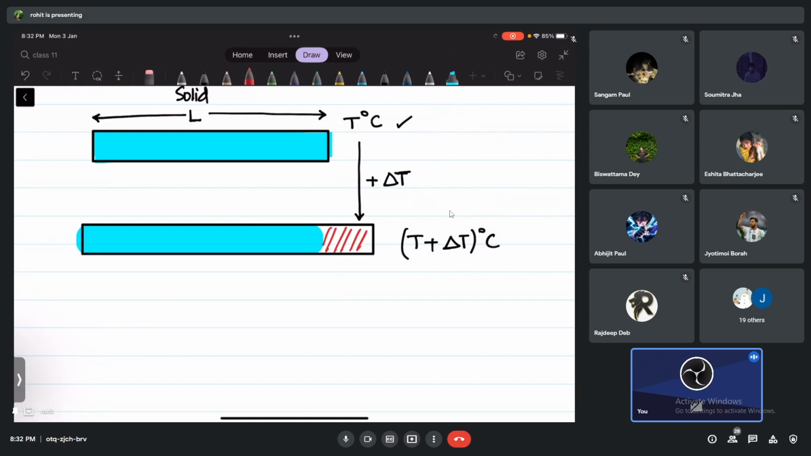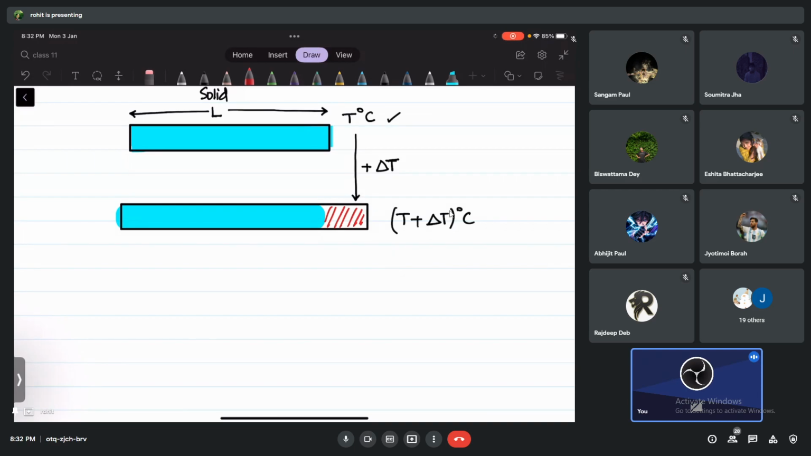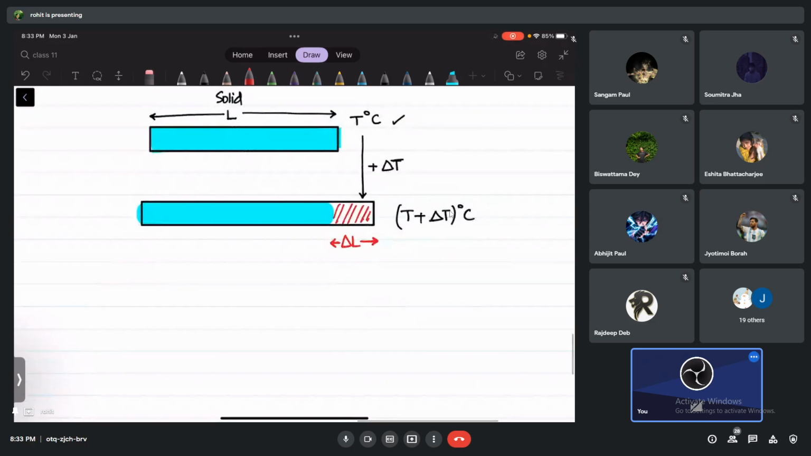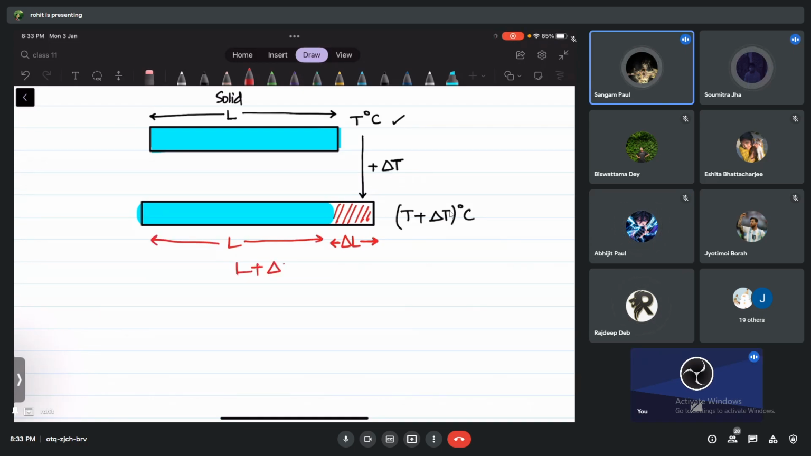Now see, what is this red portion, guys? What do you think? That is what we call expansion, right? Not the whole length is called expansion. The change in length is called expansion. Now the new length, you can easily tell me what's the new length now, guys? L plus delta L. This is the new length at the new temperature.